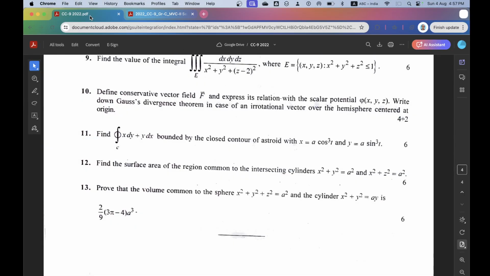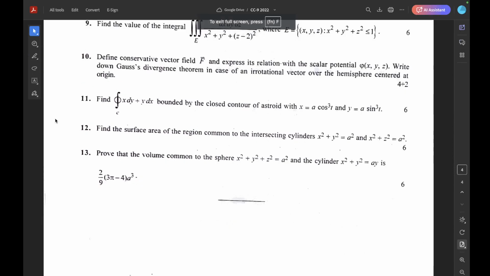Next question, 13. Prove that the volume common to the sphere x square plus y square plus z square equal to a square and the cylinder x square plus y square equal to ay is 2 by 9 into bracket 3 pi minus 4 into a cube.